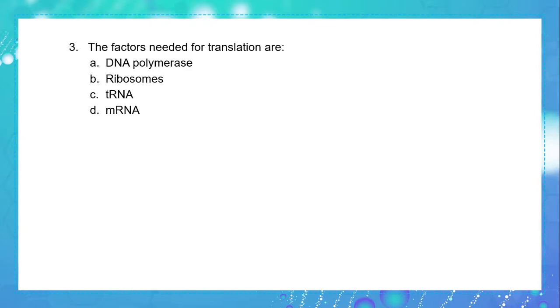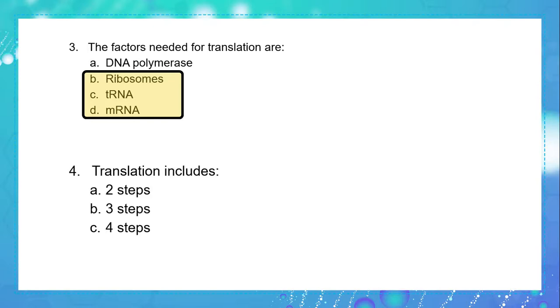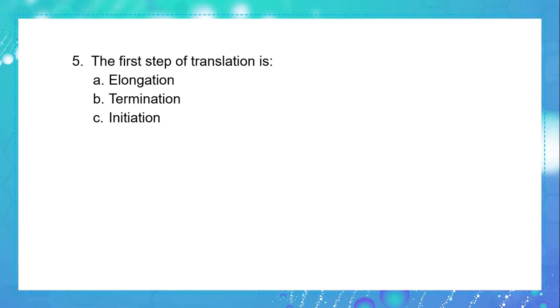The factors needed for translation are DNA polymerase, ribosomes, tRNA, mRNA. Yes, there are 3 correct answers: B, ribosomes, C, tRNA, and D, mRNA. Translation includes 2 steps, 3 steps, or 4 steps. Yes, correct. Part B, 3 steps. The first step of translation is elongation, termination, initiation. Yes, part C is correct. Initiation.